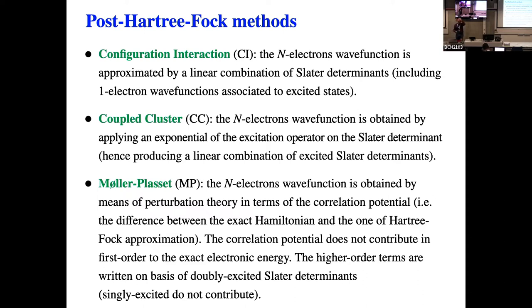And finally, you have the approaches that are due to Moller and Plesset. The idea there is to try to make a perturbation theory in terms of what was missing. So what is missing when we have taken Hartree-Fock is the correlation. Okay, and so basically what you do is that you try to make an expression of the difference between the exact Hamiltonian and the Hartree-Fock approximation, and you use a perturbation theory as a function of this difference.